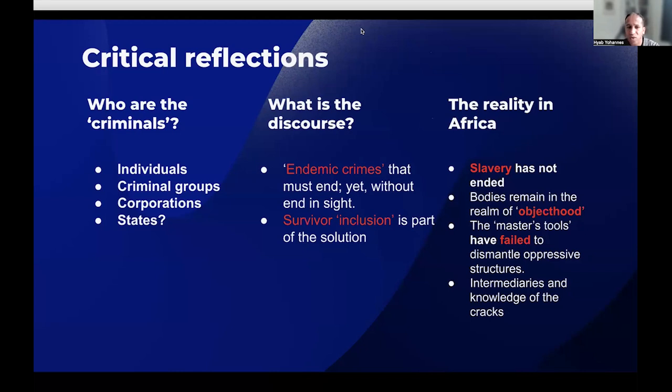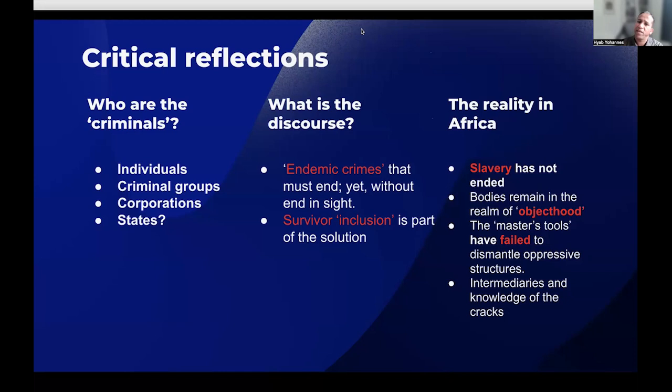And there is also discourse about survivor inclusion as part of the solution, and this is why we are doing these courses as well, I think. But I invite you to critically question these things. What does it mean to include survivors in these processes, and to give them such a huge burden and responsibility to tackle a huge crime that the world and the states and the corporations and criminal gangs and individuals are involved with?